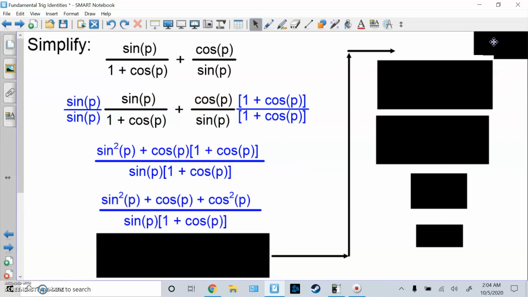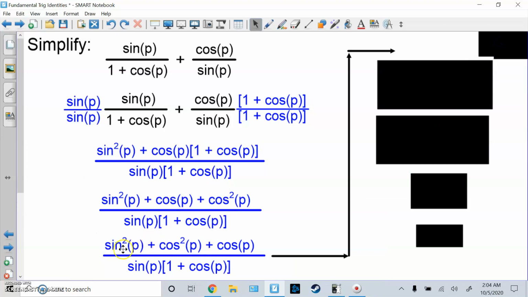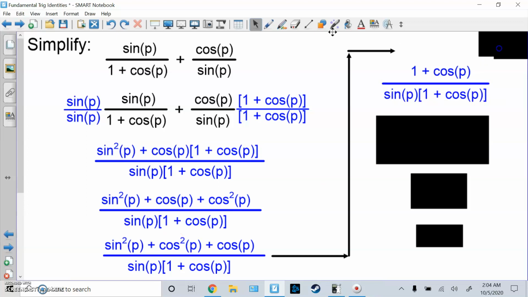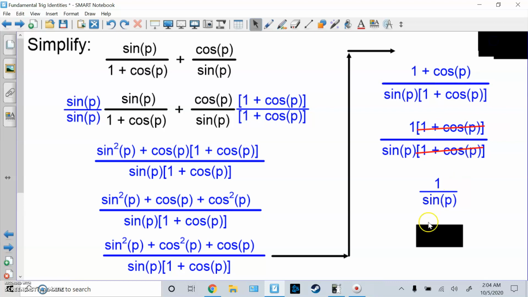I'm going to distribute it. Cos p times 1 is cos p, times cos p is cos squared p. I'm actually going to rearrange this, put the cos squared first. The reason why I'm doing that is I can now see sine squared plus cosine squared. That should be 1 plus cos p. From here, I know some cos p is on top and bottom. I'm going to just factor 1 till we see it. But then I can cross these out. So all we have left is 1 over sine p. 1 over sine p is the same thing as cosecant of p.